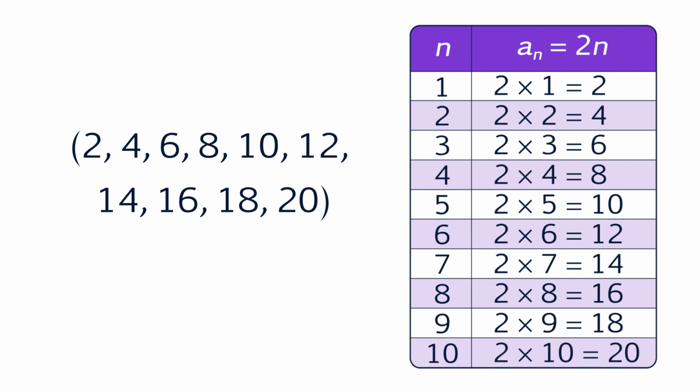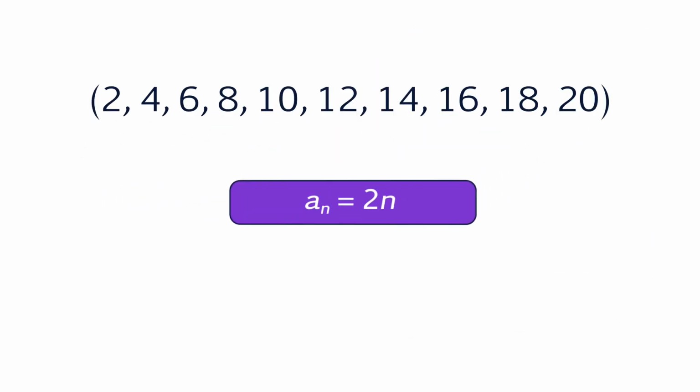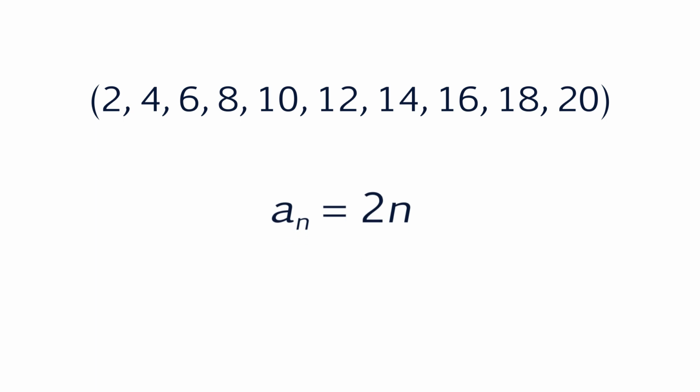So, as you can see, writing the sequence in this way was a lot of work. The explicit formula, however, is a lot easier to write. It's also important to know the length of the sequence. You will see that when you look at finite sequences.